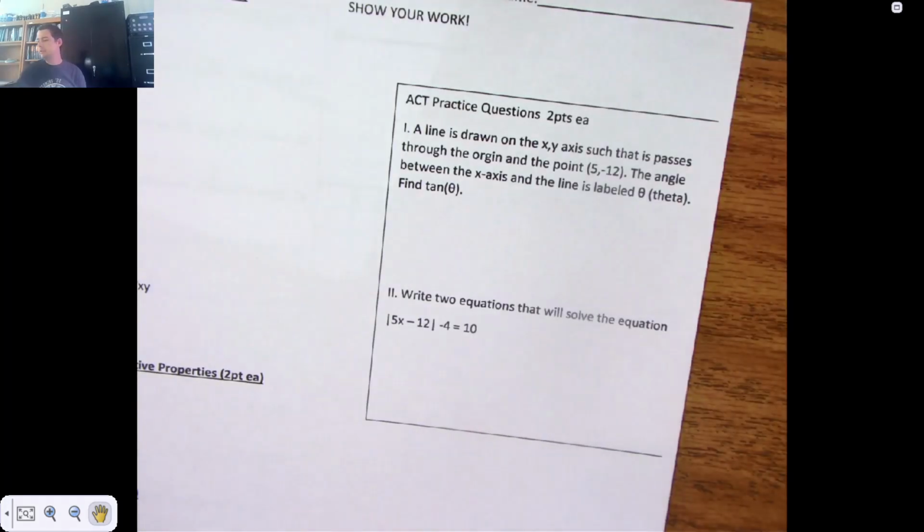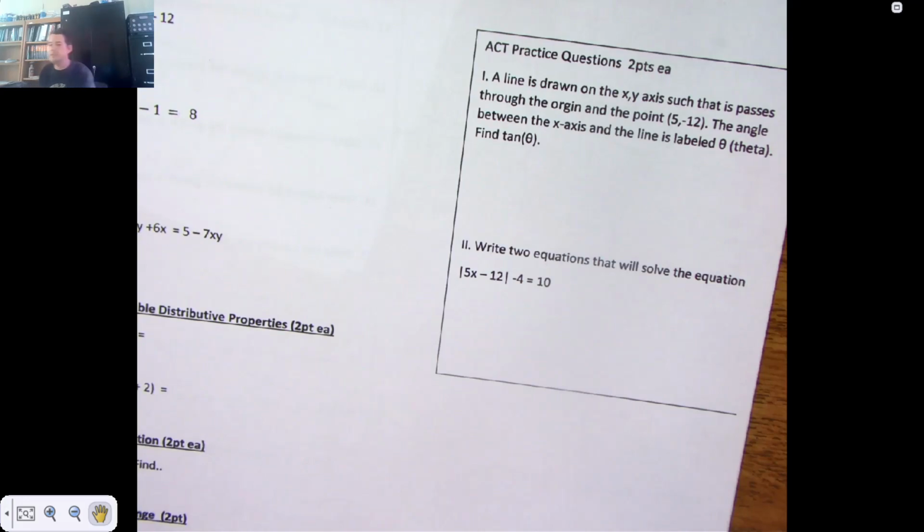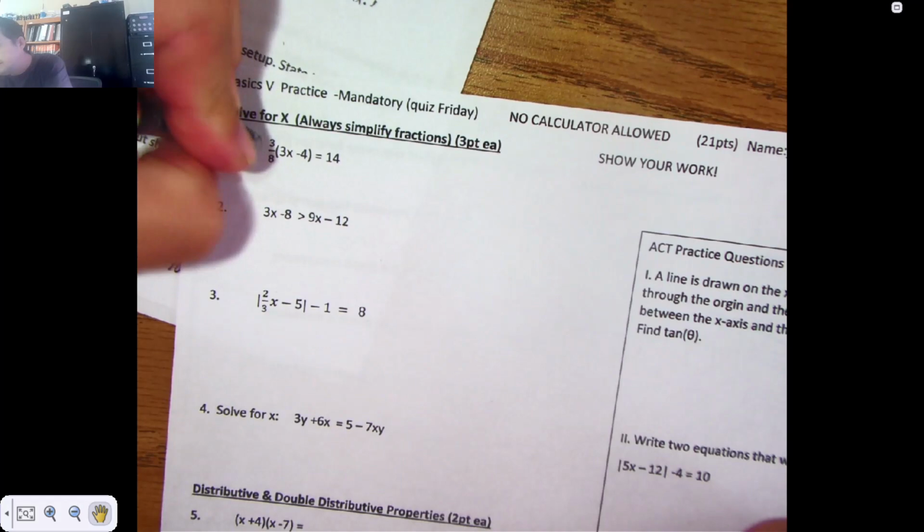All right, the mandatory ACT practice. I'm going to run through this one pretty quick because lunch is in like 10 minutes. So very little explanation.